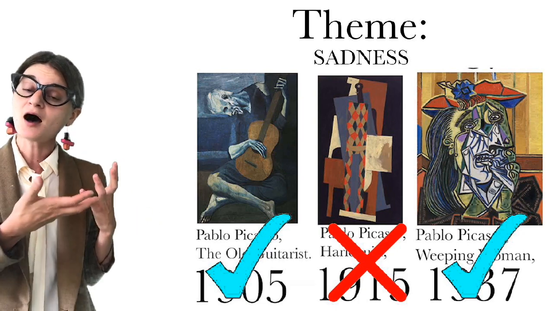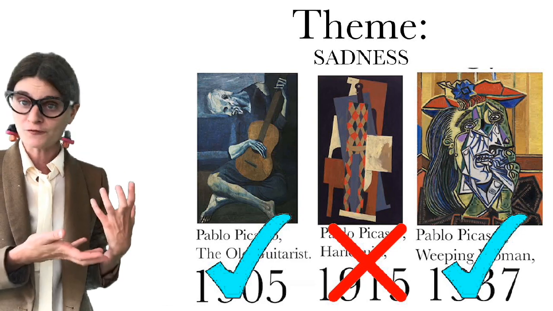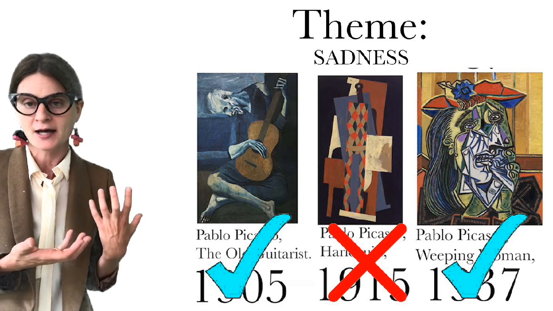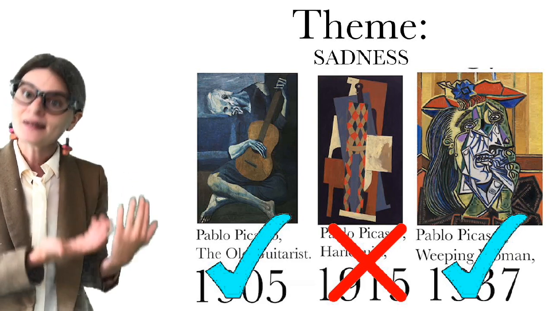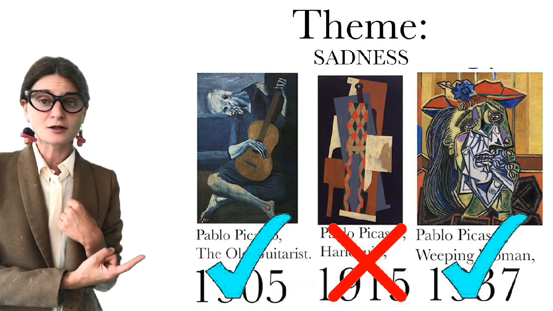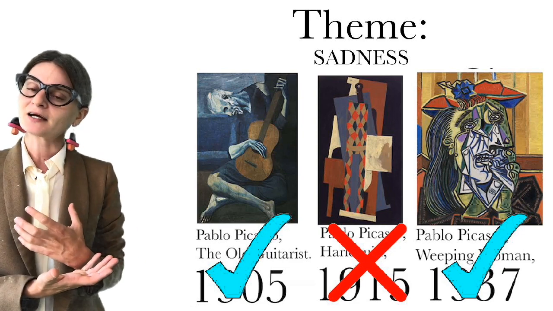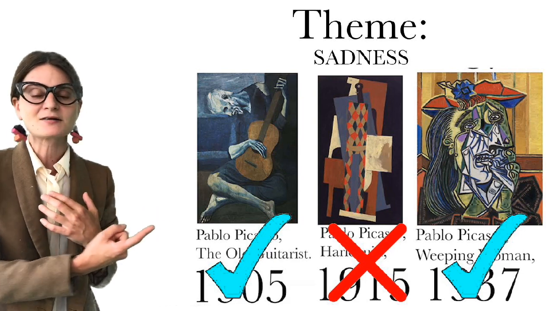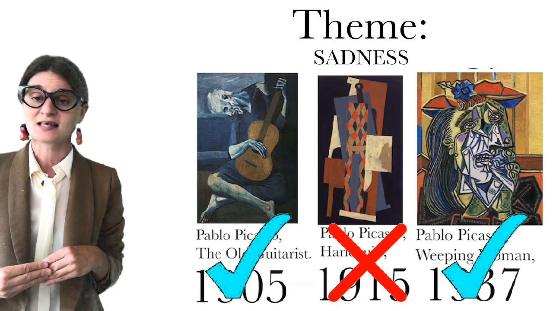So Picasso actually painted that of his girlfriend at the time, who he made cry and made very upset because he was being mean to her. So this is another representation of sadness. But this middle one, Harlequin, is very abstract. A harlequin was kind of like a clown. We kind of see a little smiley face in it. It doesn't necessarily show sadness.